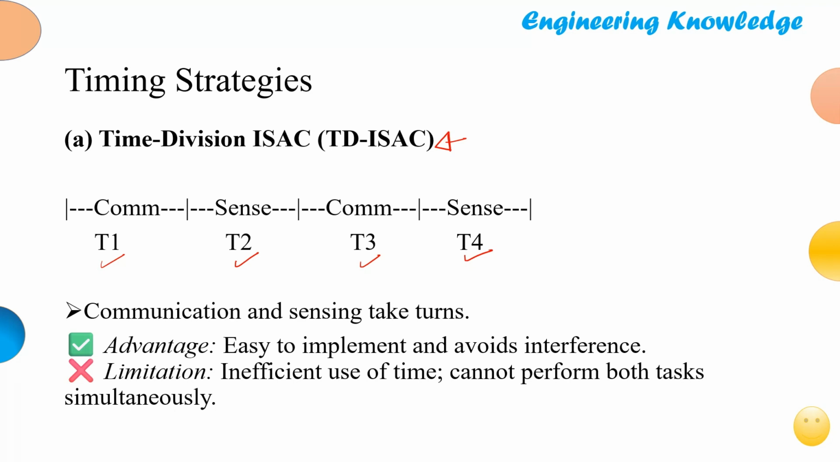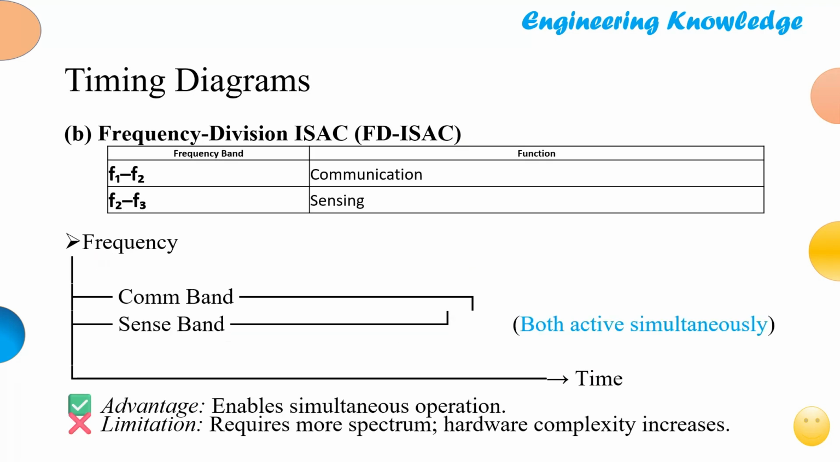So, what is the major disadvantage? The advantage is that it is easy. But what is the main limitation? It is an inefficient use of time, because it cannot perform both the purposes at one time. So we can do what is known as frequency division ISAC, FD-ISAC.